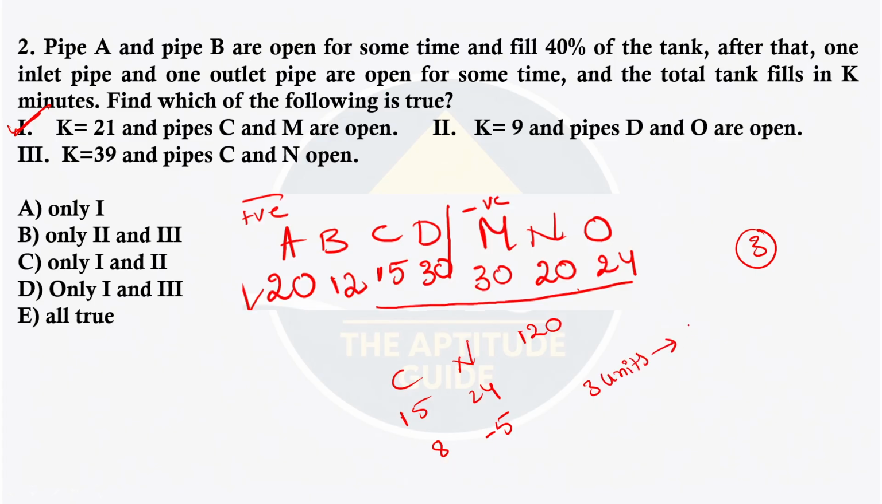Okay. 3 units will be filled in 1 minute. The total amount of work is such that 40% of the work is done. It's not 120, it's 72. Only 72 units should be filled now. How much time will it take? 3 by 3 is 1. 72 by 3 is 24 minutes.